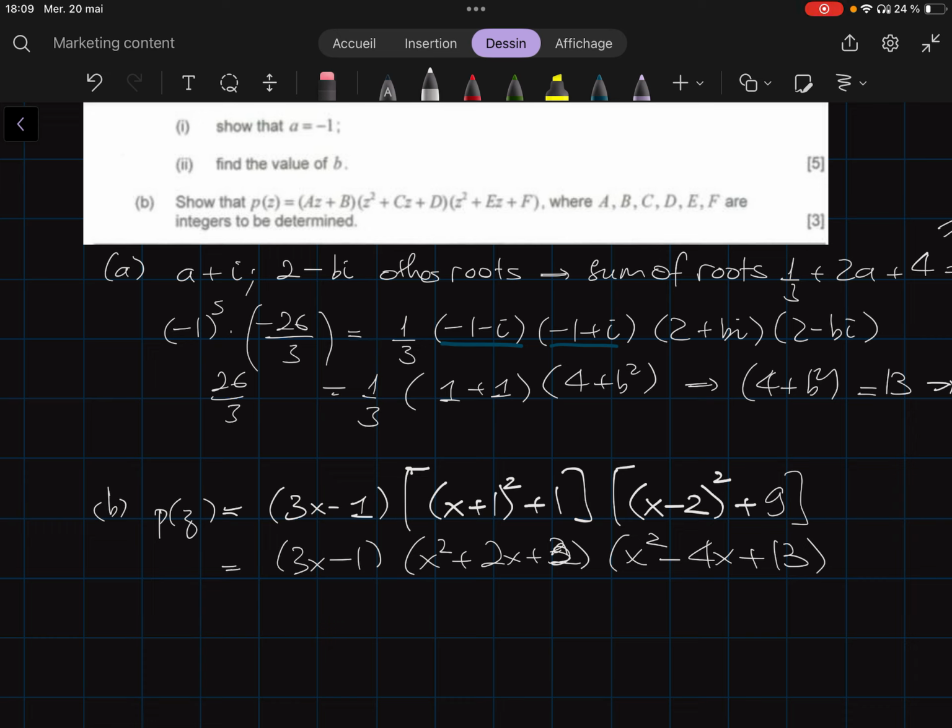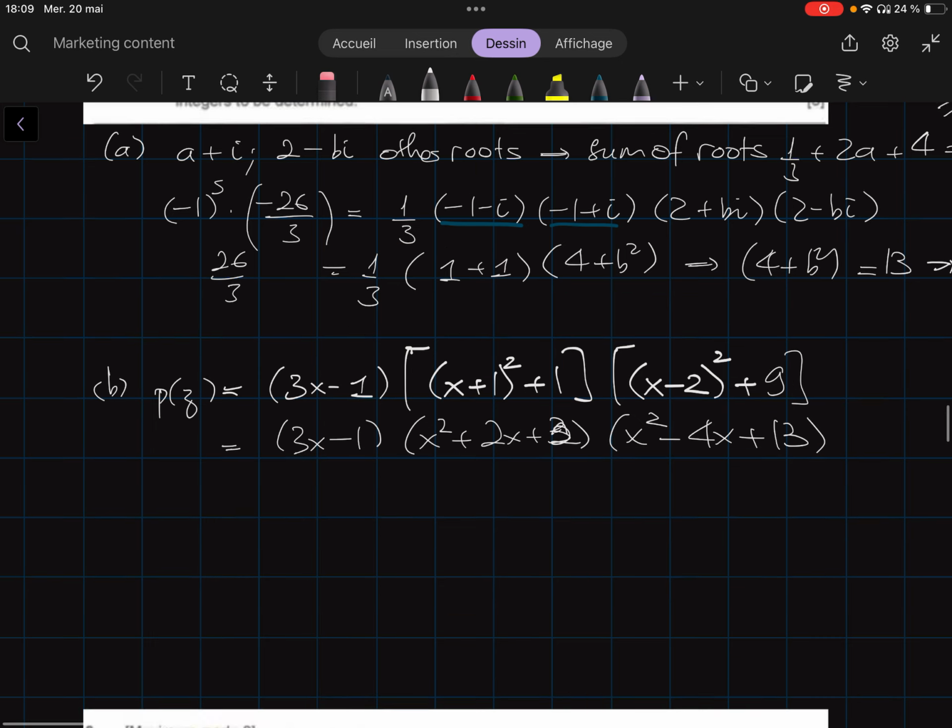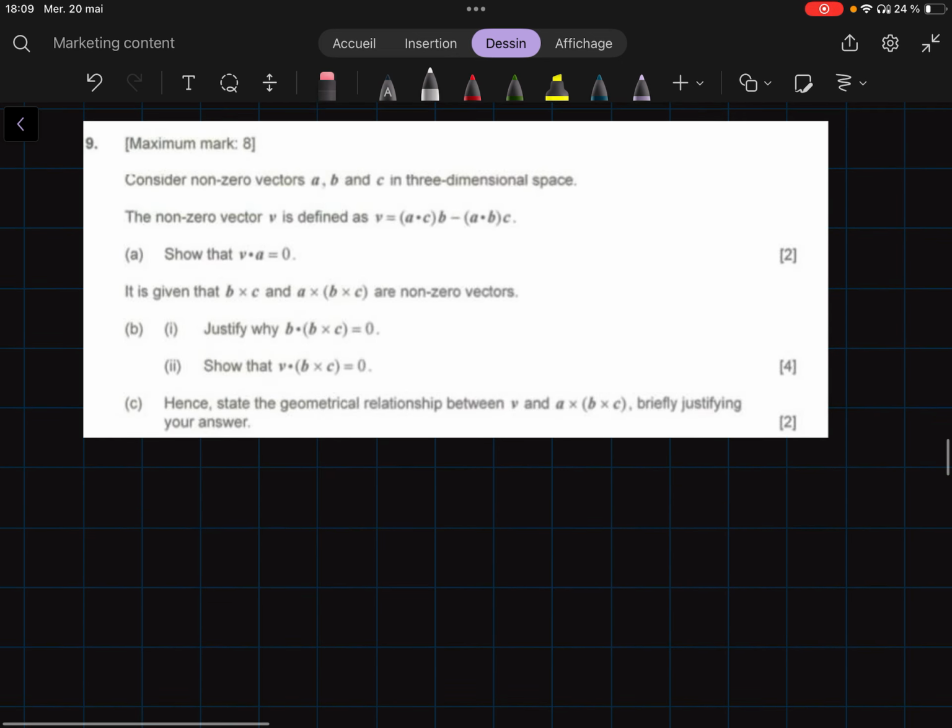Classic bark but no bite. Looks scary. It really isn't. 9. Okay, so this one is scary. Part A. We want to show that phi dot A is equal to 0. Sure.